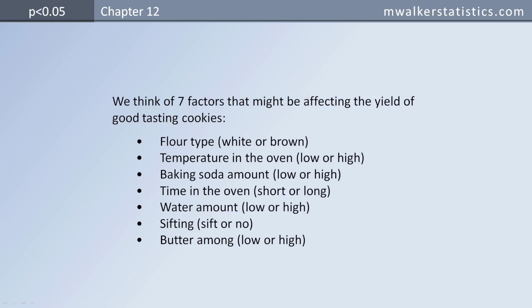We think of 7 factors that might be affecting the yield of good-tasting cookies. Flour type, white or brown. Temperature in the oven, low or high. Baking soda amount, low or high. Time in the oven, short or long. Water amount, low or high. Sifting, sift or no. Butter amount, low or high.